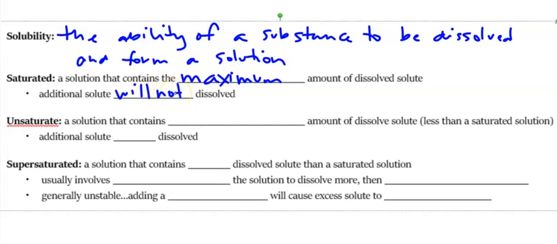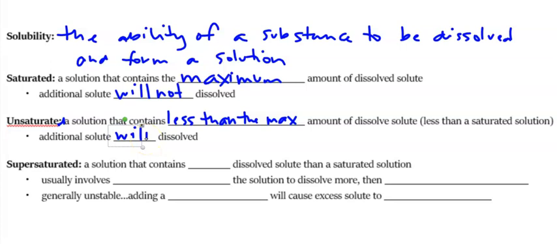So an unsaturated, there should be a D right here for unsaturated, solution is one then that isn't full, isn't saturated. So it contains less than the max amount of dissolved solute. So it's less than a saturated solution. So if you add more solute, it will dissolve because it's not full.